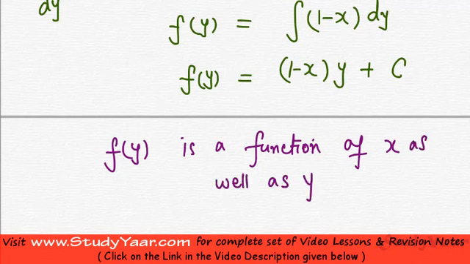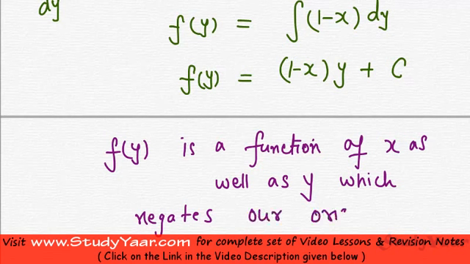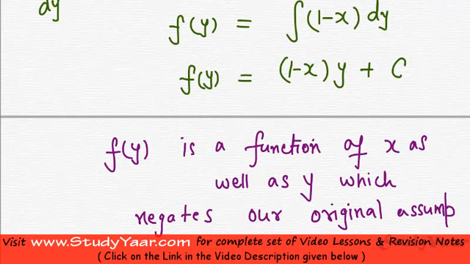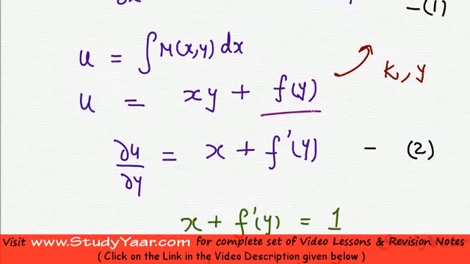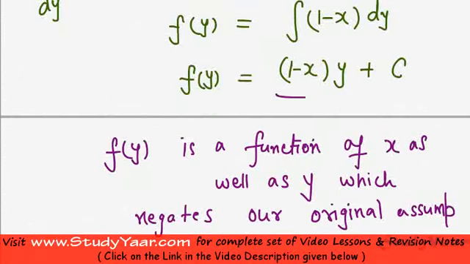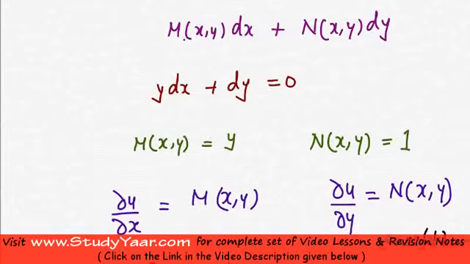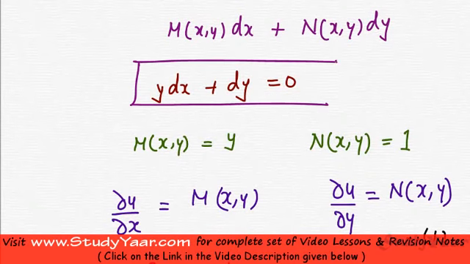Which negates our original assumption. Therefore, a potential function does not exist. We had assumed that my constant of integration is f of y, which contains terms like k and y. However, my f of y is coming out to be like this, which contains terms that have x's also. Therefore, a potential function for this does not exist. Therefore, this equation is not exact. You cannot solve it by the method for exact equations.